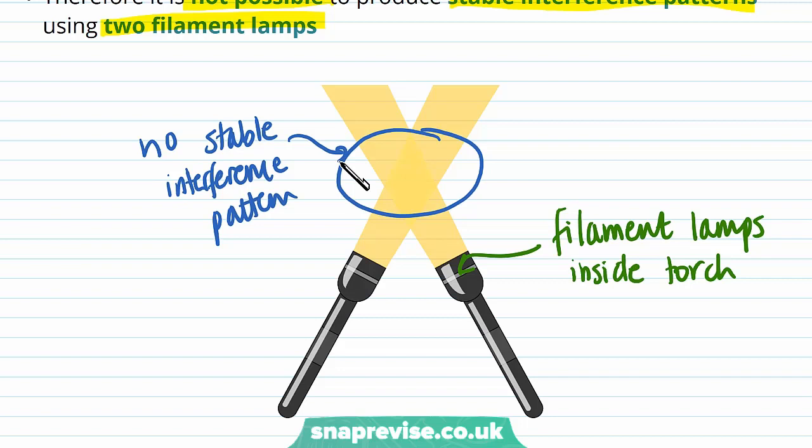So there's no stable interference pattern here, and that's because we know that for light, an observable stable interference pattern would be brighter and darker spots where there's constructive and destructive interference. However, when the beams from two torches overlap, we don't see this, and that's because those are incoherent sources, so they can't produce an interference pattern that's stable.